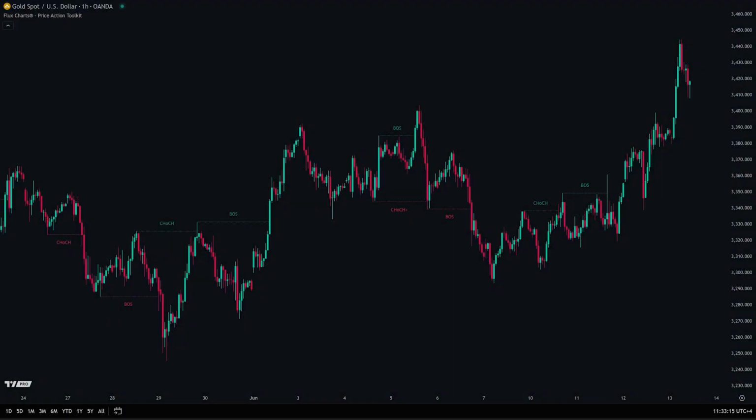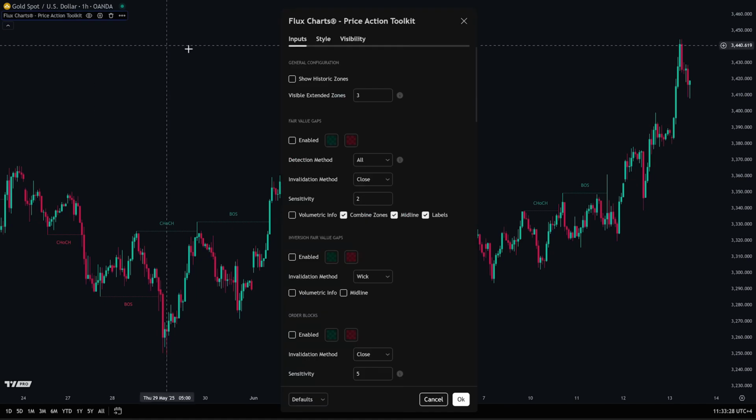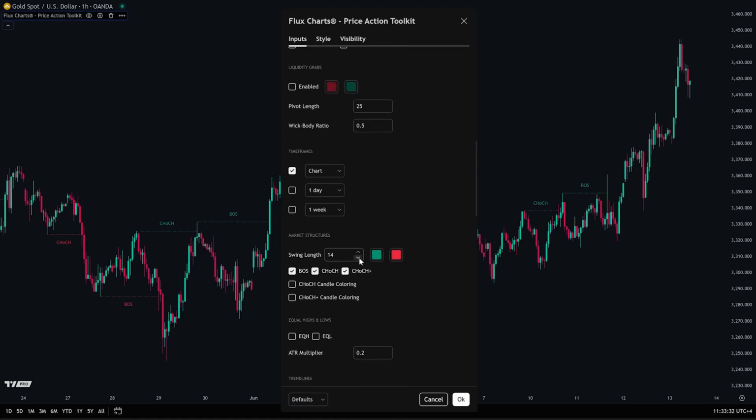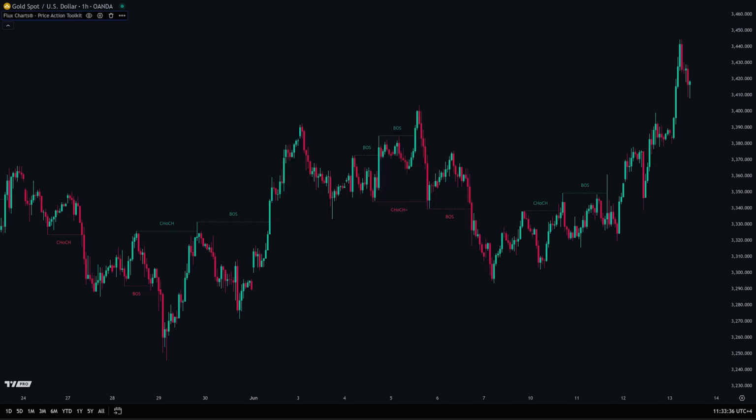If you apply the market structure concepts to the chart, the indicator displays breaks and changes automatically. However, you may notice that the default settings mark them differently from how you might do it manually. But by adjusting the swing length settings, you can get results that more closely match your manual analysis.